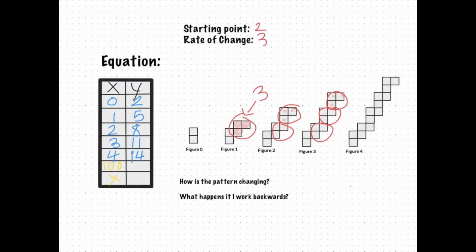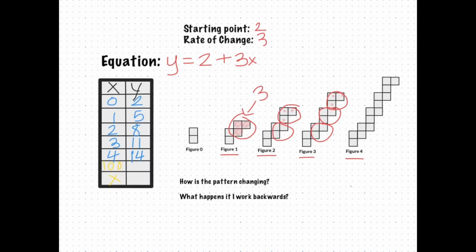Now at this point, we can go ahead and build our equation. Our equation would be y equals my starting point, which is 2, plus my rate of change times what figure number I am in. The reason why that would work is because at figure 1, I have 1 set of 3. In figure 2, I have 2 sets of 3. Figure 3, I have 3 sets of 3. So that's why that works for us.